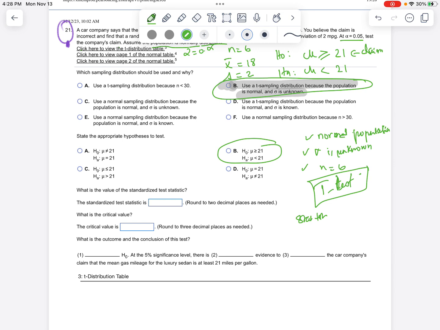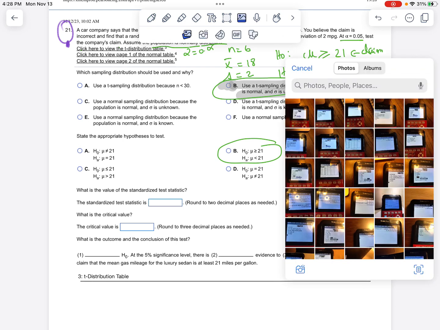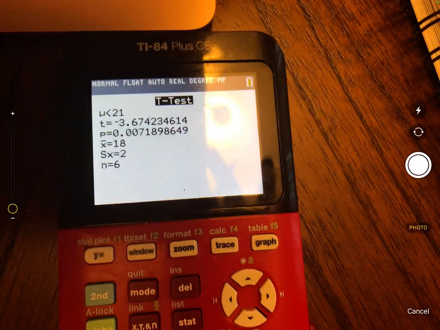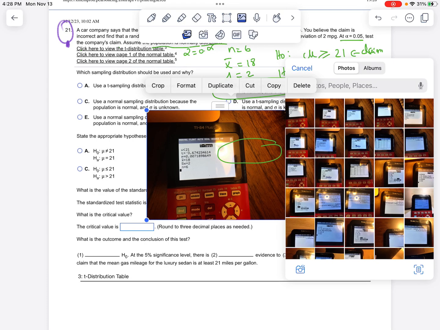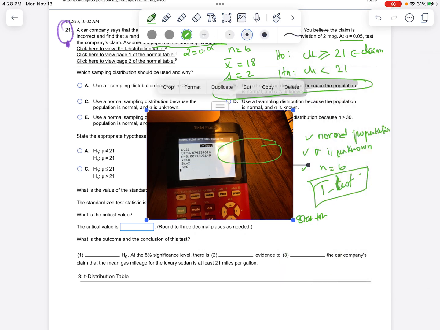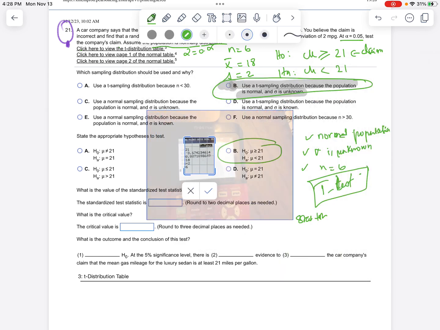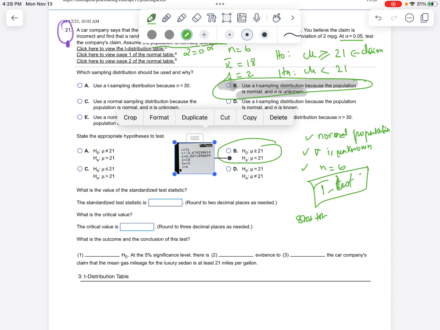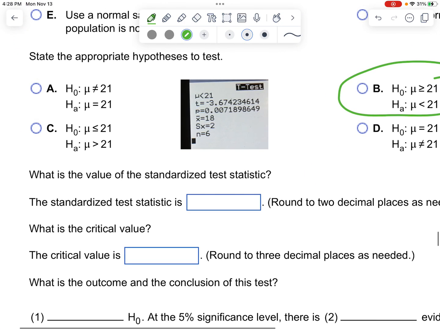T-Test, Stats, mu 0 is 21, x bar is 18, Sx is 2, n is 6. This is a less than. And then we calculate. So here we go. We have all that we need here. For the t-test, make sure it's a t-test you pick. There goes the t-test. So your standardized test statistic is negative 3.67.